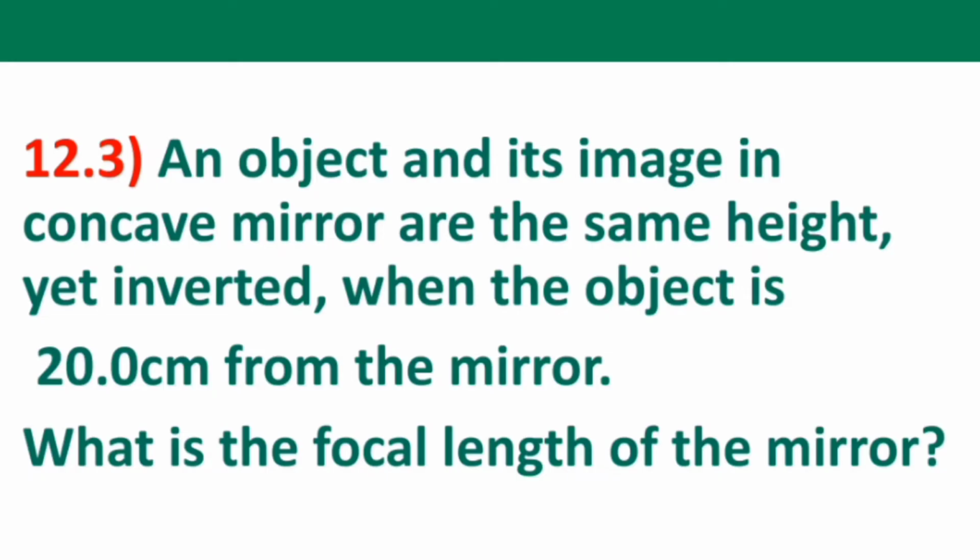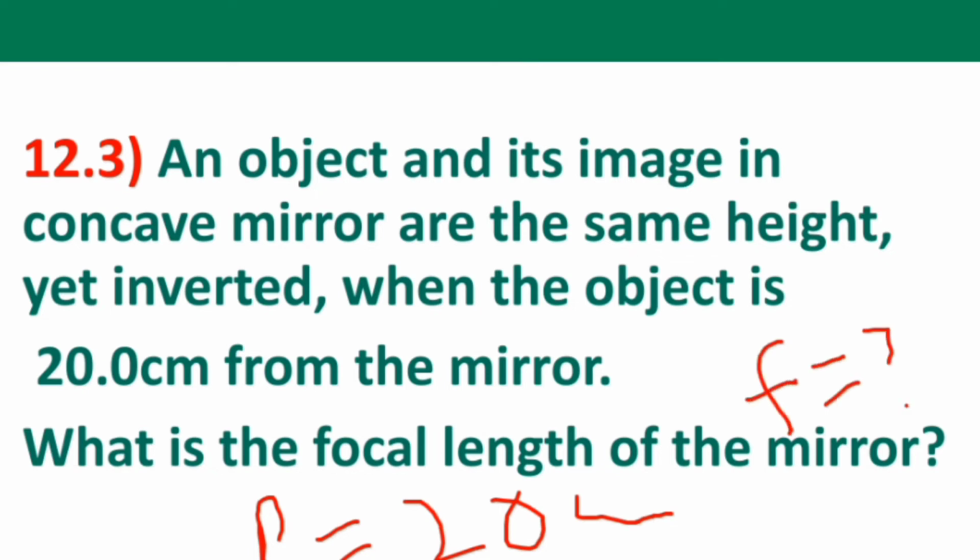Now, let's see the numerical 12.3. An object and its image in the concave mirror are of same height yet inverted when the object is 20 centimeter from the mirror. So here we have P is equal to 20 centimeter and we have to find the focal length of the mirror. Okay, in the data it has been given that P is equal to 20 centimeter and we have to find the focal length of the mirror.